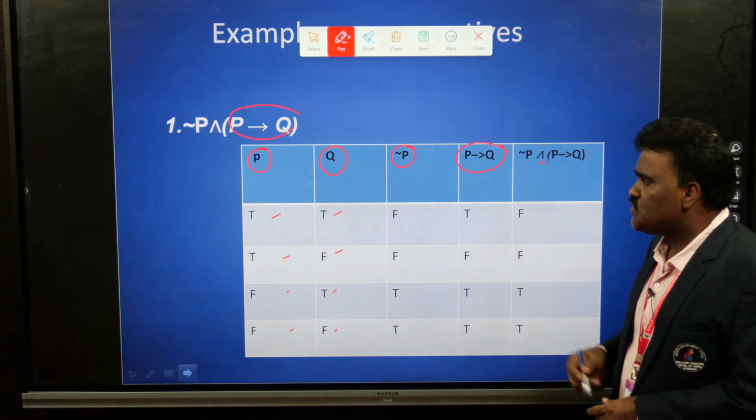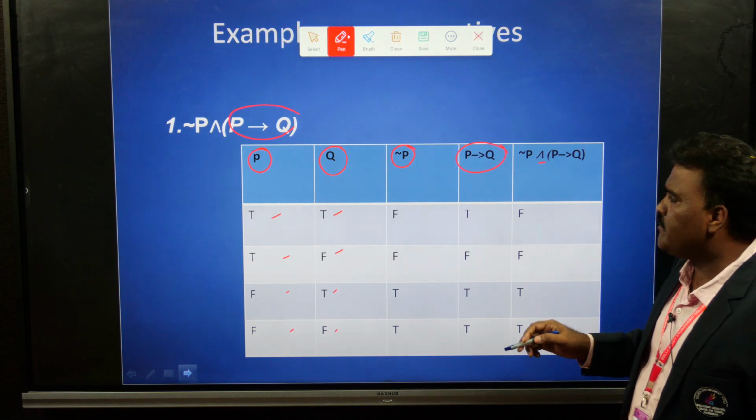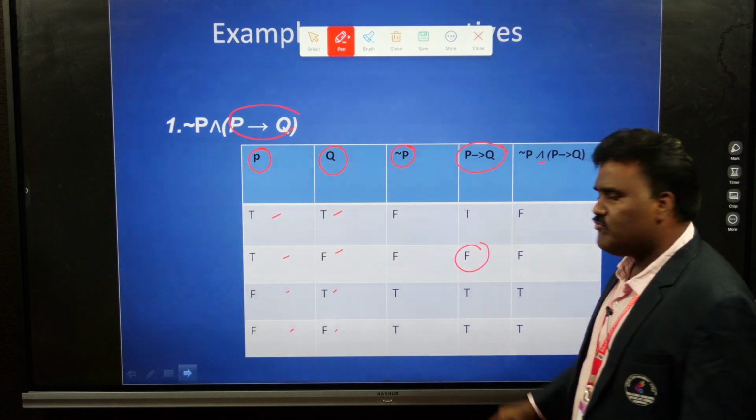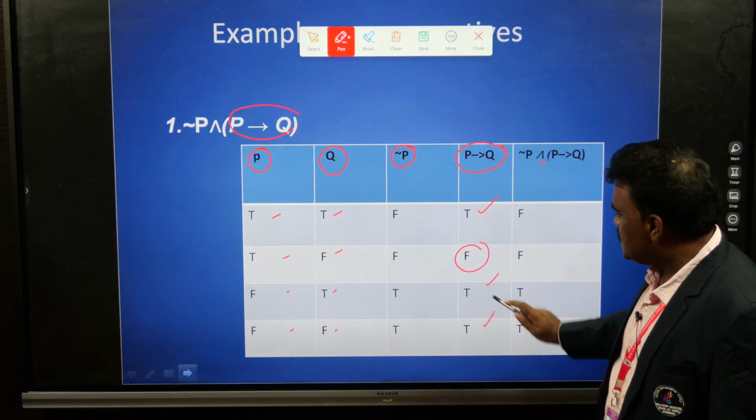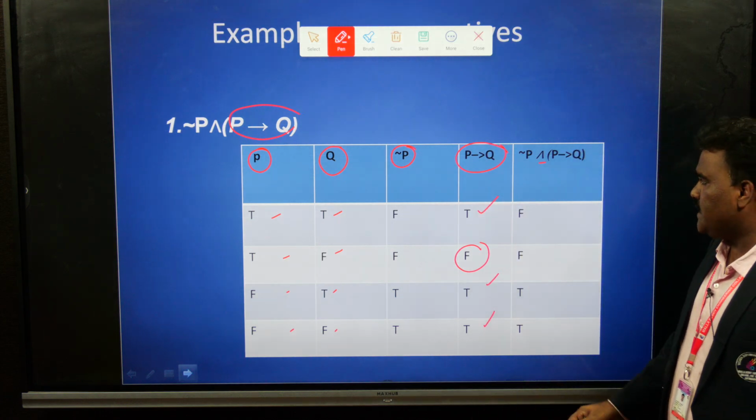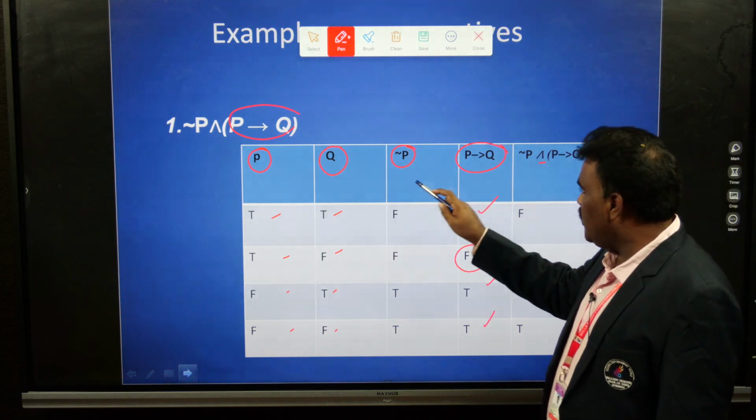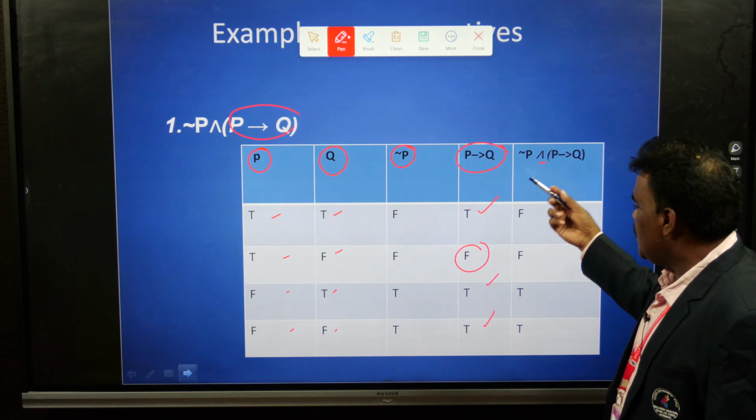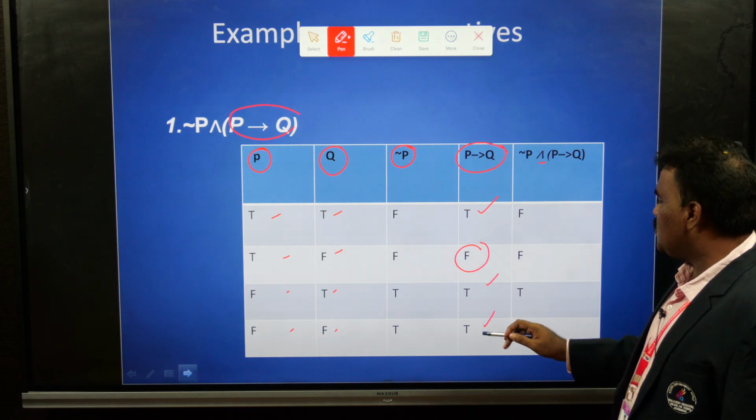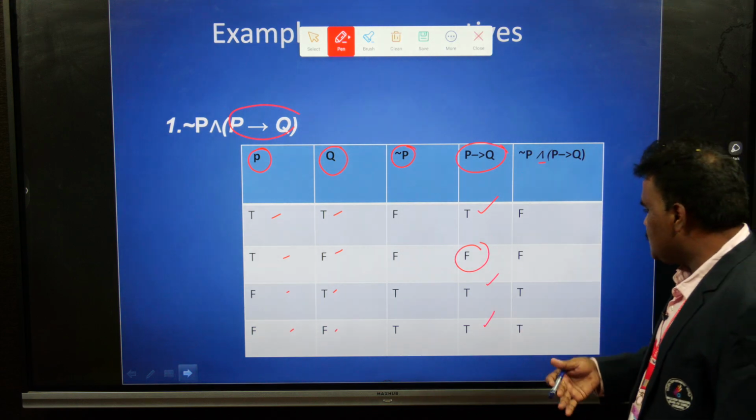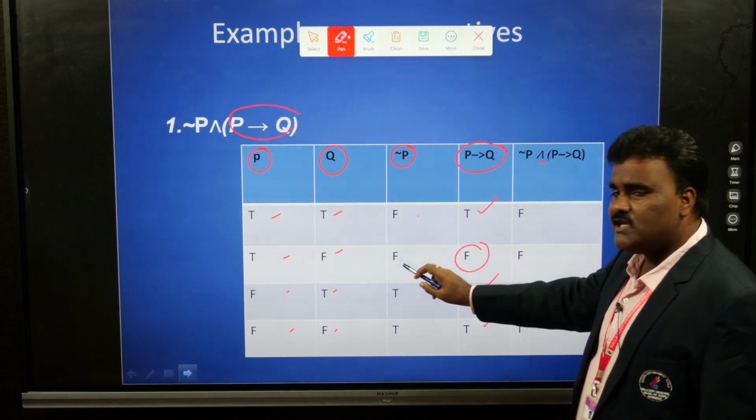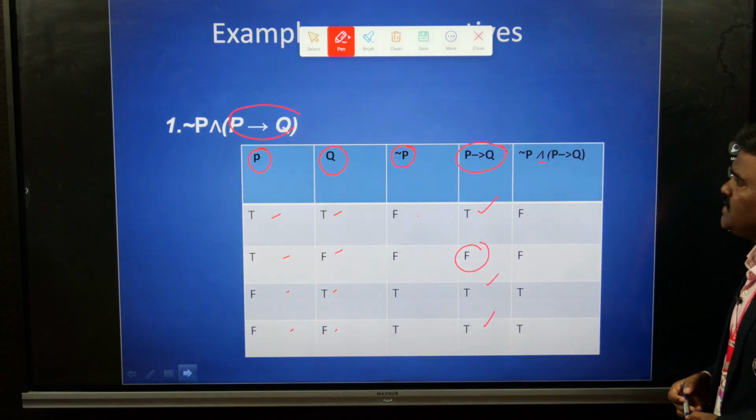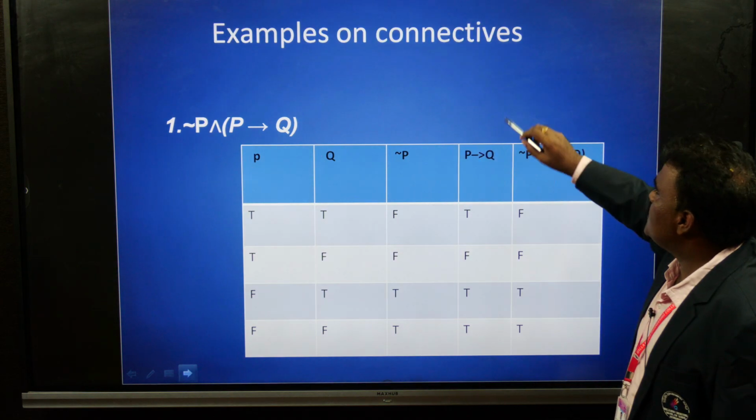So P implies Q, the implication, is a conditional statement. If the first statement is true and the second is false, the result would be false. In the remaining cases it is true. That is why we have represented it like this. Next we perform the AND operation on these two. What is the AND operation? If both statements are true, the result would be true. In all remaining cases, false. False, true, false; false, false, false; true, true, true. In this way we have to represent the examples on connectives.